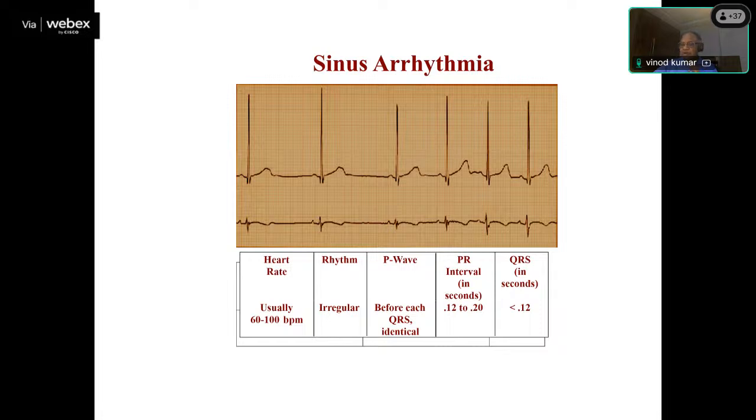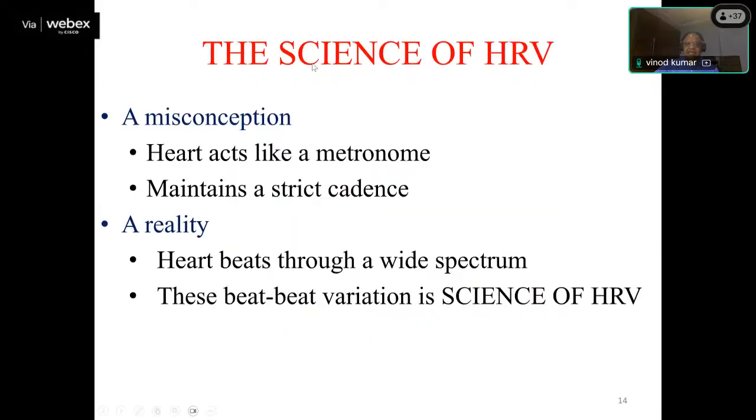We have discussed four points: magnitude, duration, morphology, rhythm, and another one is the interval between two consecutive heartbeats, or you can say RR interval. That is HRV. So five components are important whenever we want to do the analysis of ECG signal. The science of heart rate variability. Now I will concentrate mostly on heart rate variability. What is heart rate variability?